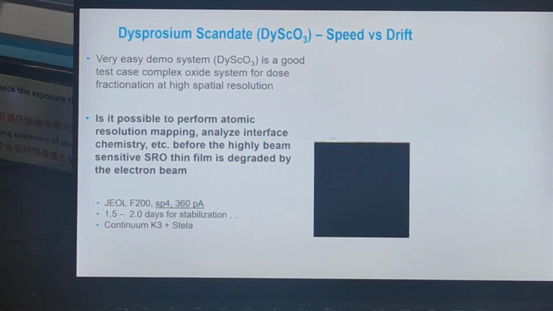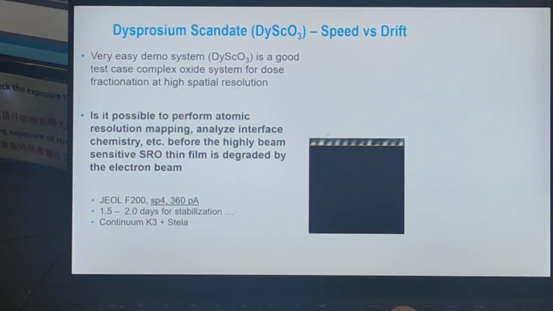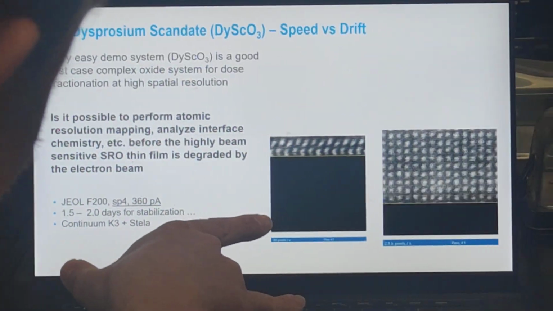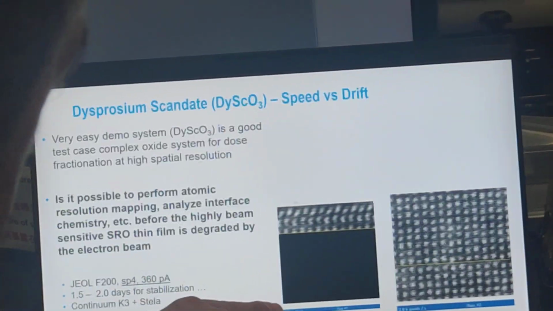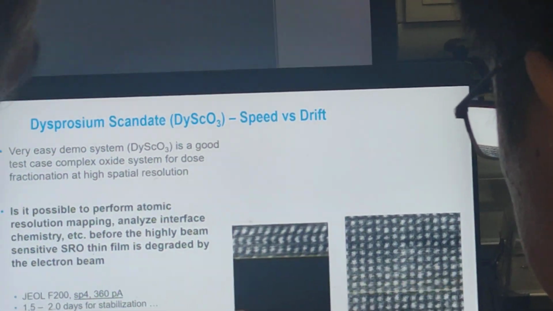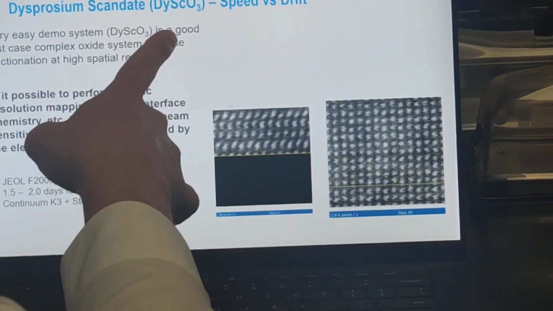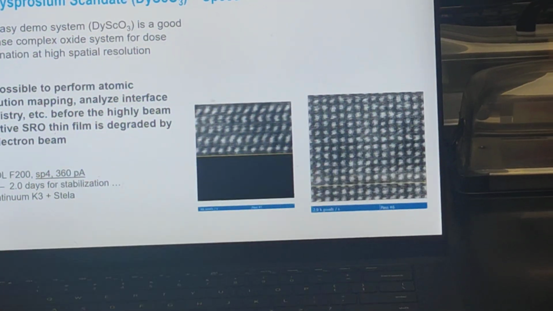So this is just an easy example. This is what it was like with 100 FPS. And this is 3000 FPS. Okay. And then this is dysprosium scandate, which is basically invincible.